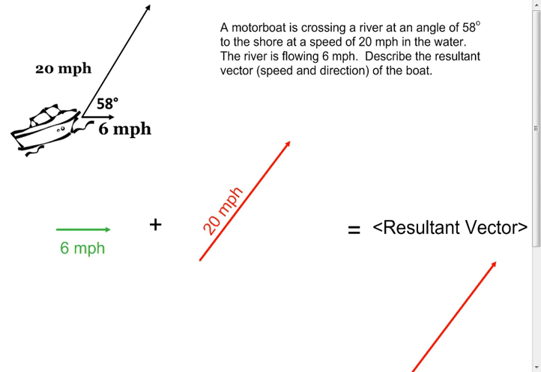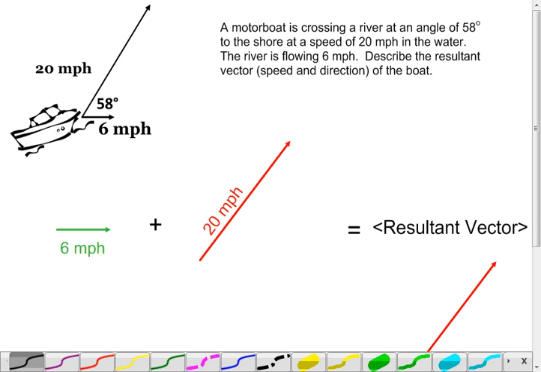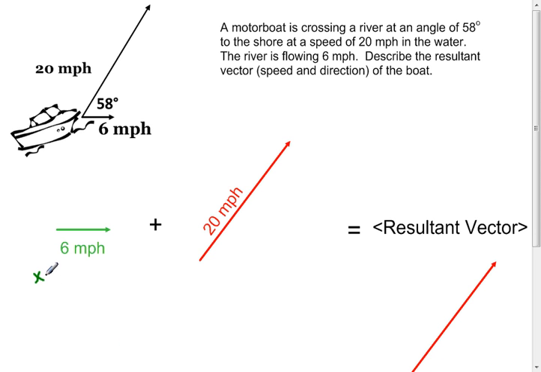So the first vector, the 6 mile per hour river vector, the x component is pretty straightforward. It's just straight over 6. So the x component is 6 miles per hour. The y component, there is none. It's not going up at all. It's just straight to the right. So it's 0 miles per hour.